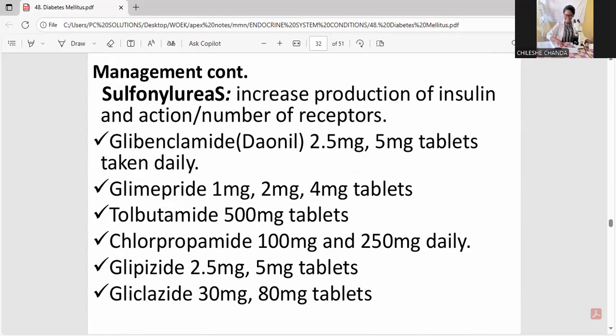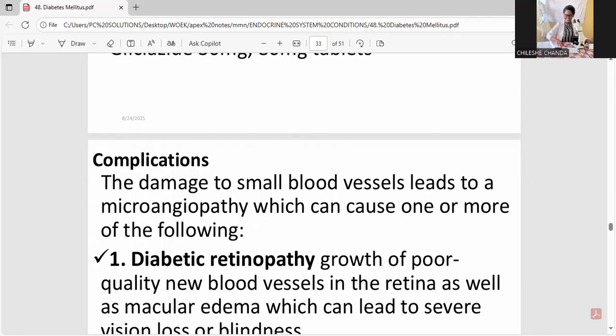You can give glimepiride 1 milligram or 2 milligram or 4 milligram. These are the presentations of these tablets. So these are some of the examples of sulfonylureas. The most common one, I think, in Zambia should be Daonil.